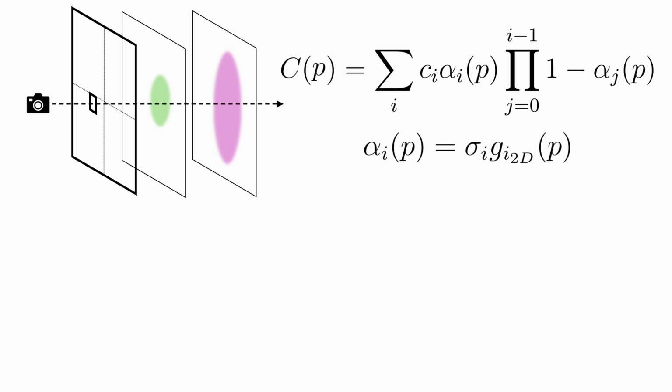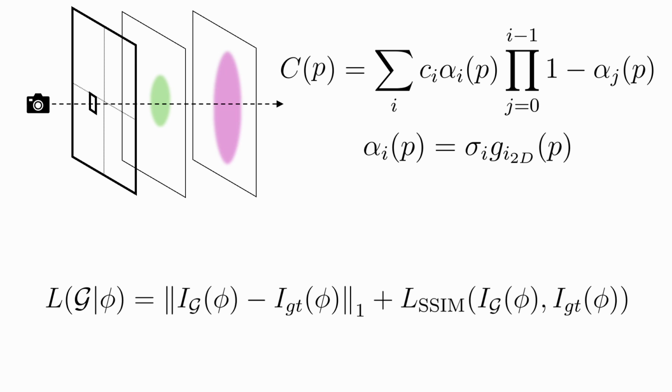The value of alpha is given by the 2D Gaussian value at the pixel times the Gaussian opacity. This rendering is differentiable, allowing us to optimize the Gaussian parameters via gradient descent. Optimization is done via a simple loss function, defined as the sum of an L1 loss and SSIM loss. Additionally, the scene is periodically densified by adding Gaussians in areas poorly reconstructed, and pruned by removing large and transparent Gaussians.